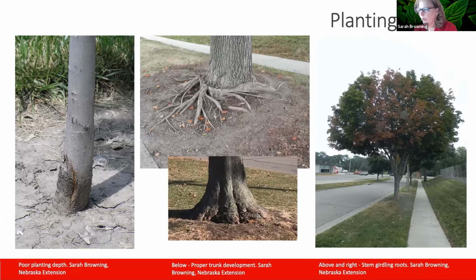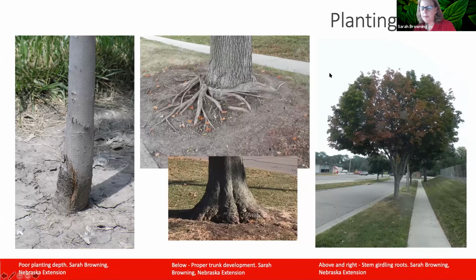So what's the big deal about planting depth? Well, tree roots do need to pull up oxygen from the soil. And the deeper the roots are placed in the soil, the less oxygen they will be able to pull up. That impacts the overall development of the tree's root system, and it impacts the tree for its whole life. So it's important to get trees planted at the correct depth.